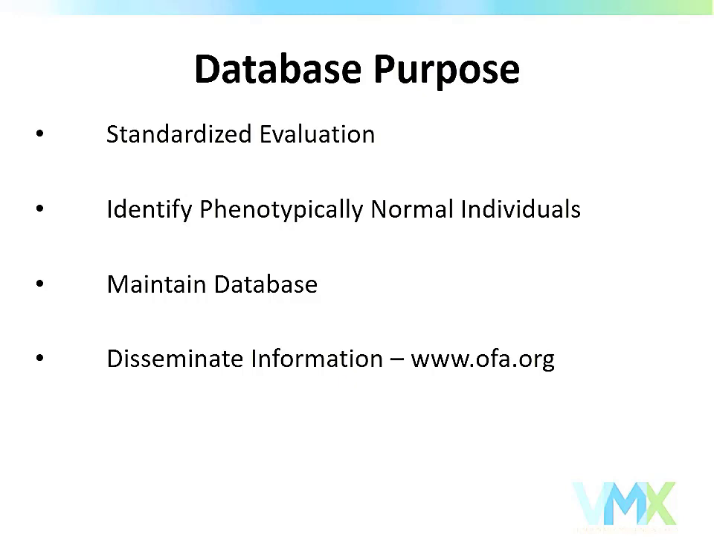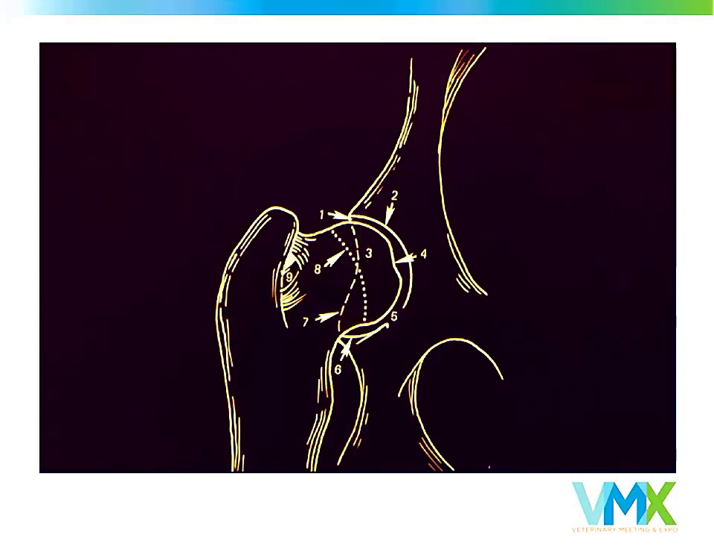To maintain these databases over time, we're just not going to issue a report to the owner and then bury it someplace. This is maintained over time. It's available to the public to disseminate this information through our website. This is the very granite of the OFA website and all the data that's available out there. So with the hips, like I mentioned, we use the standard hip extended view. There's 9 different points that the consulting radiologist will look at.